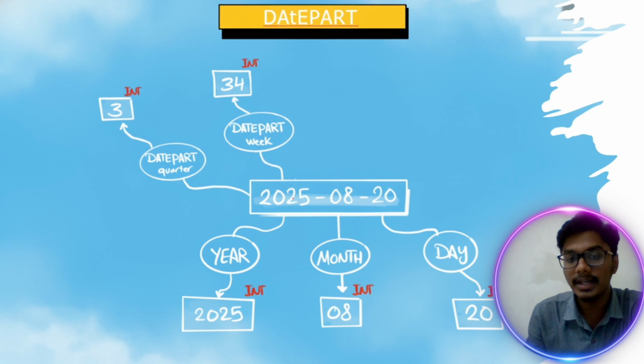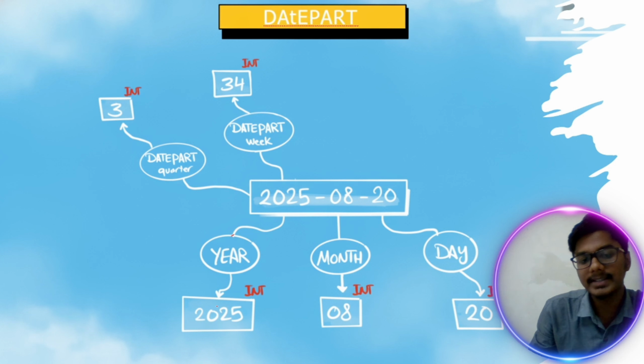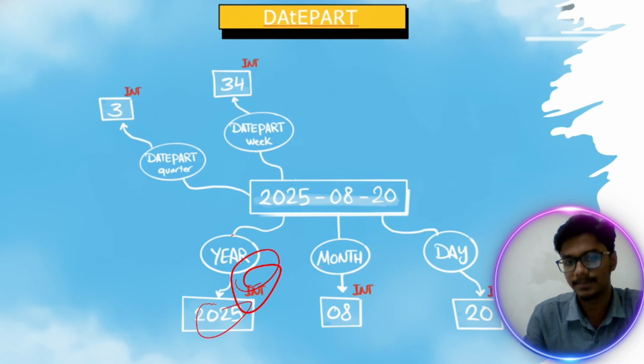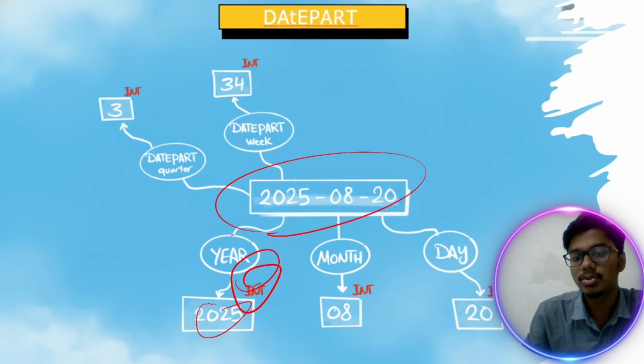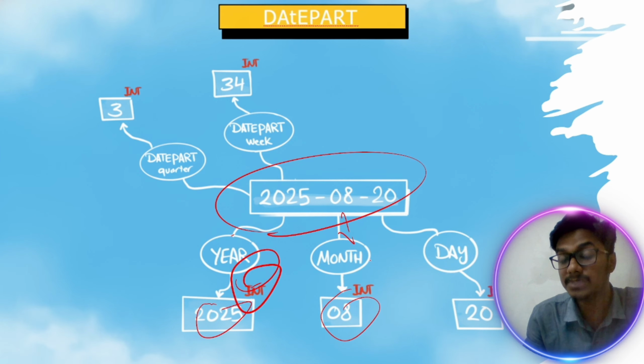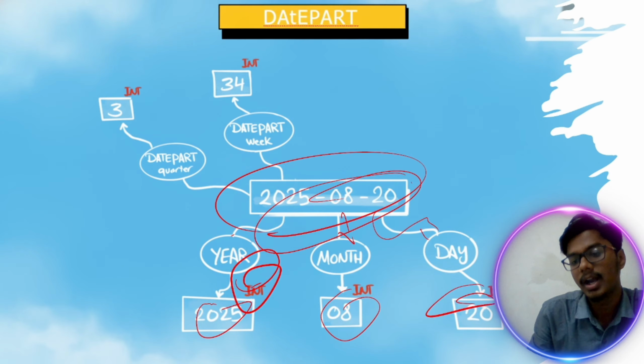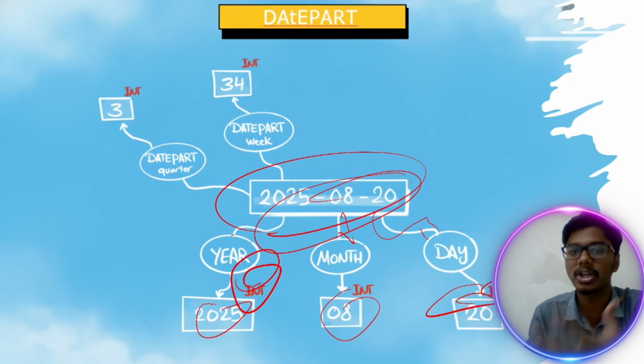If we give this date to the YEAR function, it will give us 2025, and it must be an integer. If we give this particular date to the MONTH function, it will give the output as 8, and it must be an integer. If we give this date to the DAY function, it will give the output as 20, and it must be an integer. I am talking about the data type, guys.